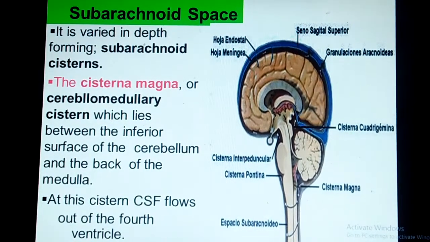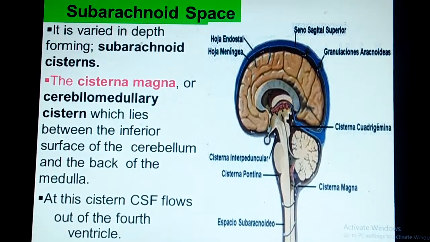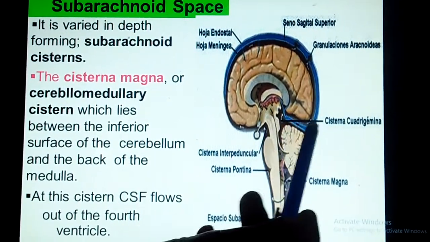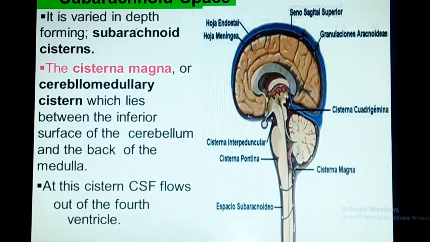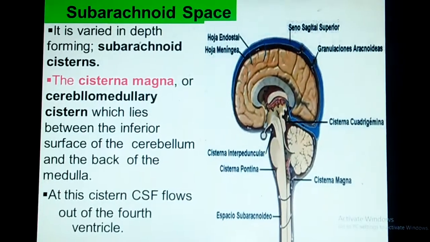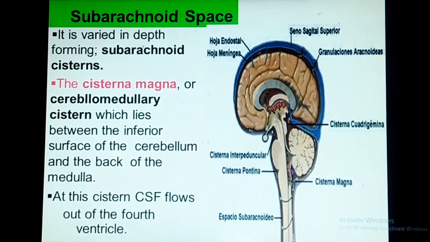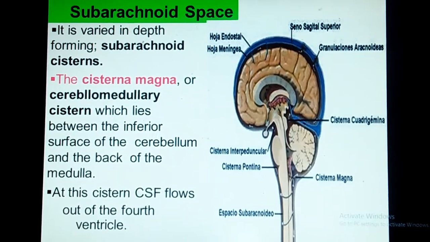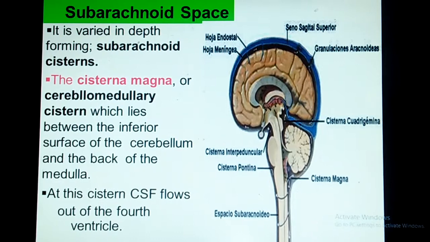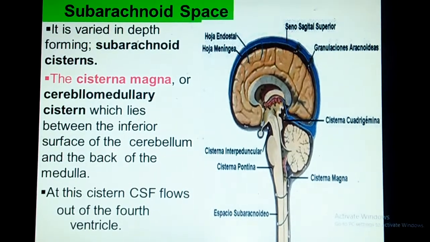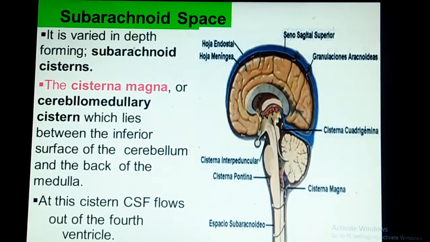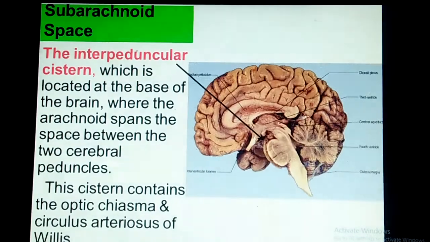It varies in depth, forming the subarachnoid cisterns: the cisterna quadrigemina, and the cisterna magna or cerebellomedullary cistern, which lies between the inferior surface of the cerebellum and the back of the medulla. At this cistern, CSF flows out of the fourth ventricle.